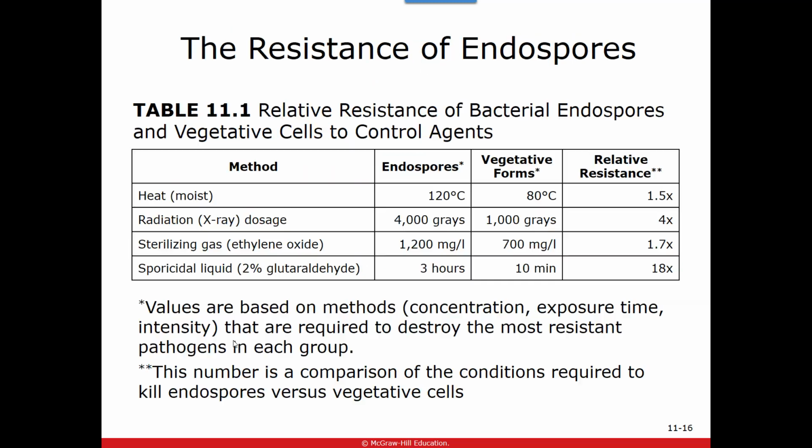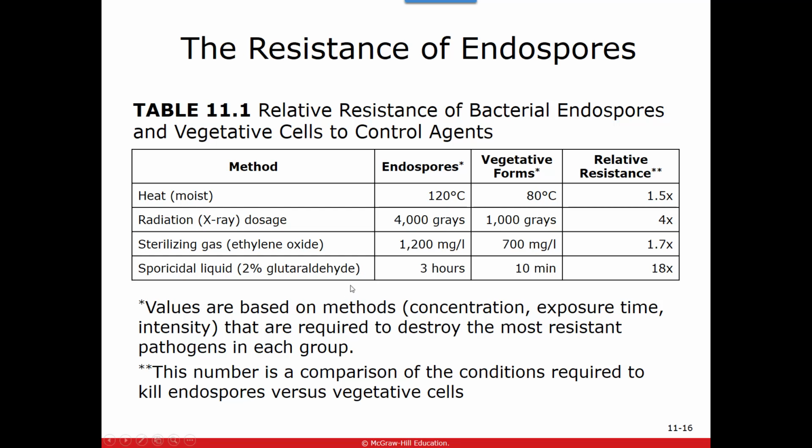Now, the endospore, as I said before, yes, they are harder to kill, and anything that's in that Bacillus or Clostridium genera, they can make endospores. And they are going to need a strong sporocidal agent, something that's going to kill the toughest things, including those bacteria that can make endospores.